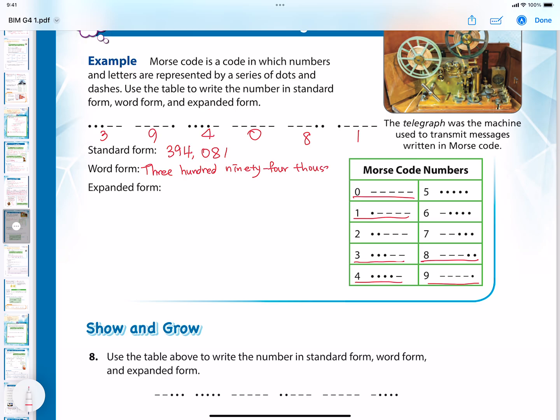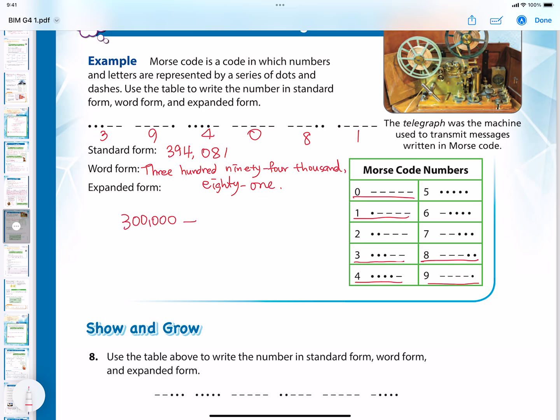Let's put this in word form first. 390,000. There's no space for it, so I'm going to use the second lane. Okay, and there is nothing in the hundreds, but tens and ones, 80. I'm going to put this comma. 81, and I'm going to use a hyphen. Okay, 81.